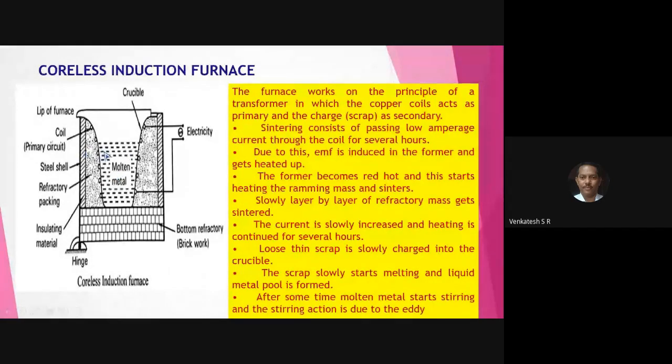Then the operator thinks that the metal is ready for pouring, and the entire furnace is turned down 180 degrees, and the metal is taken out through the lip of the furnace and filled in the ladle. After filling the ladle, they take the ladle to the molding section. They pour the liquid metal into the mold cavity. This is the principle of operation of the coreless furnace.